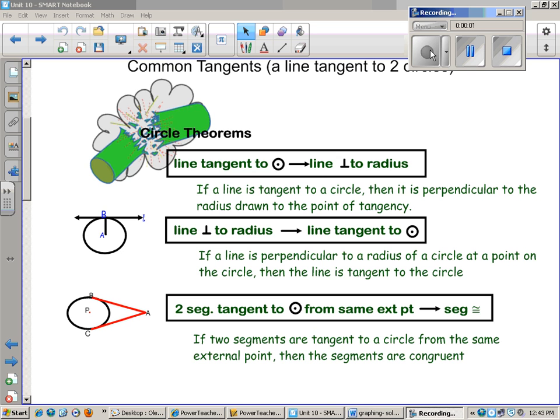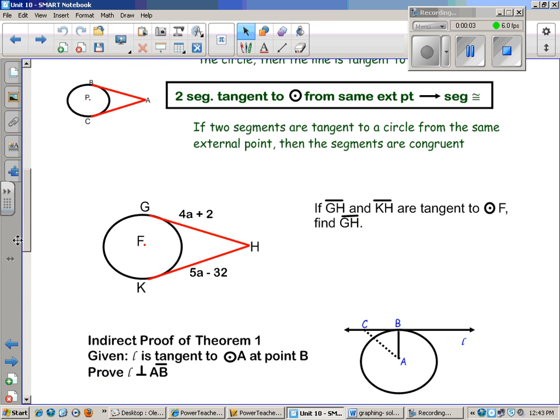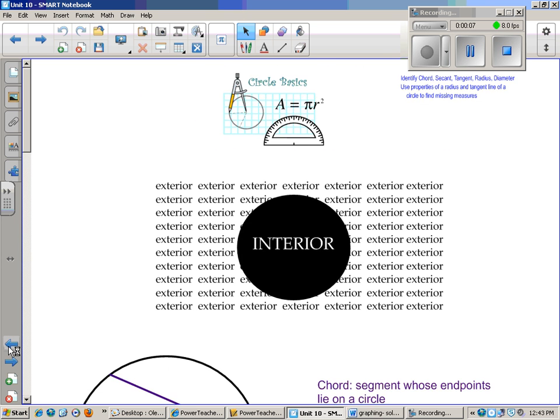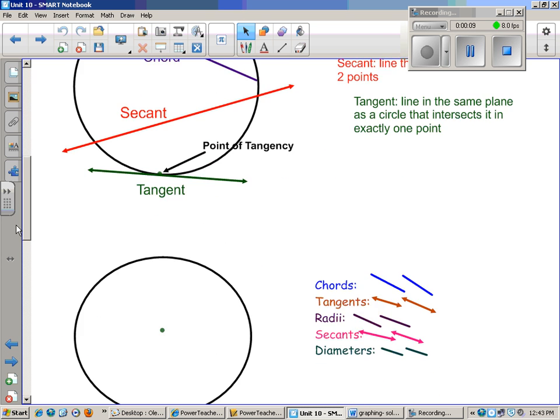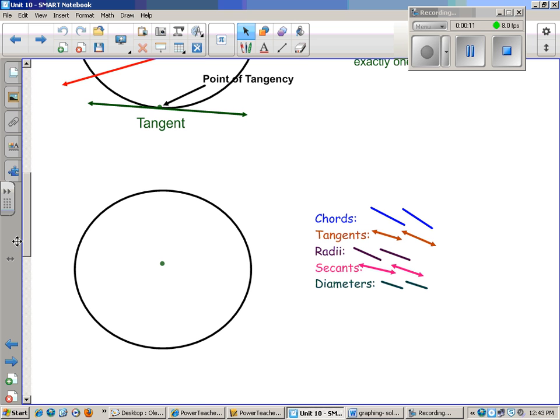Yesterday we were solving this equation, right? It's just a quick review. We talked about what's a chord, what's a secant, what's a tangent. A chord just connects the two sides of the circle. It doesn't necessarily go through the middle, but it goes from edge to edge.